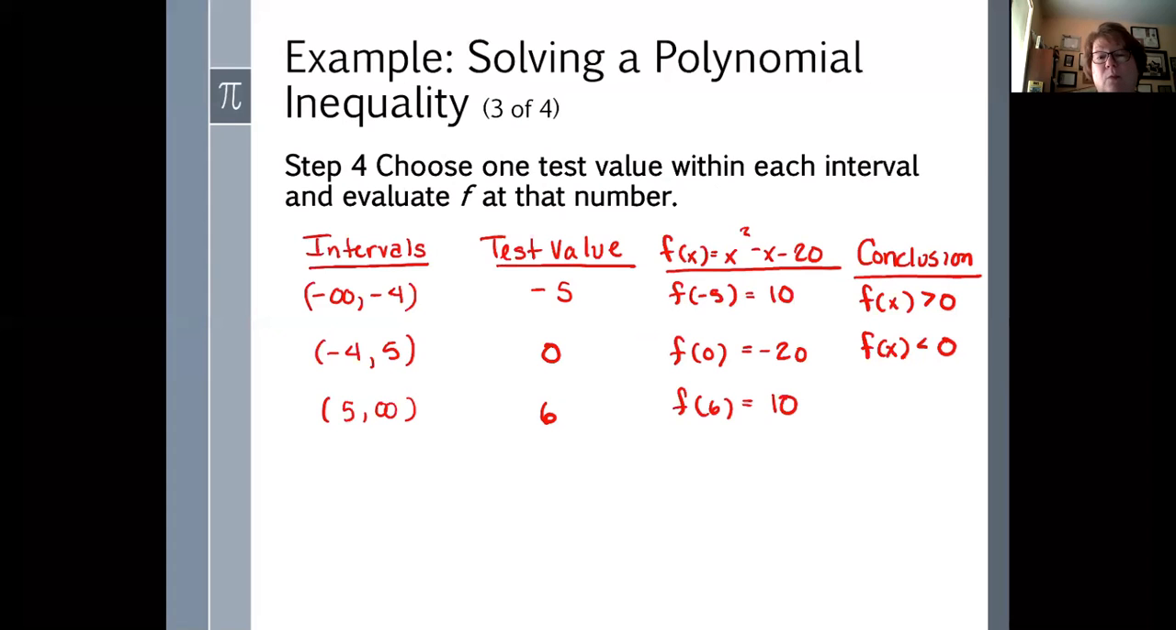And since when I evaluated this at 6, I got positive 10. Again, the value of my function for every single solitary point to the right of 5 would be positive.